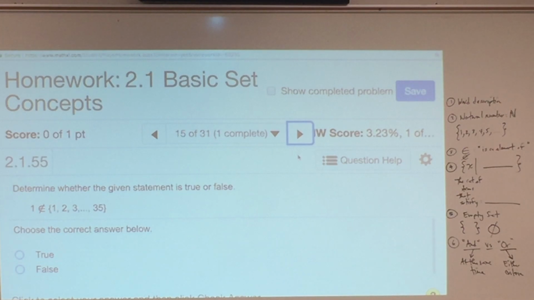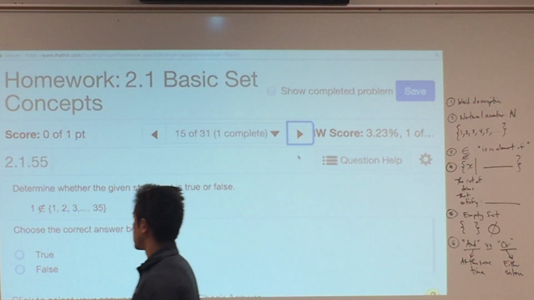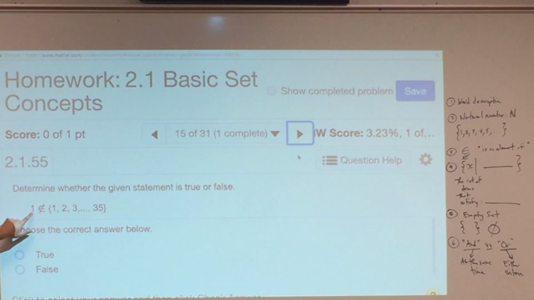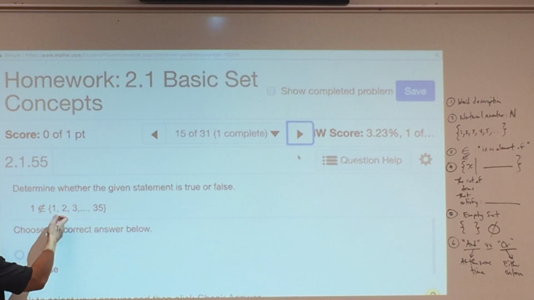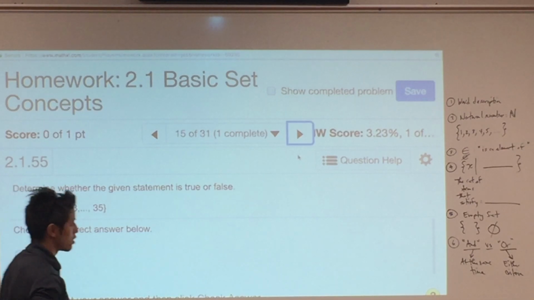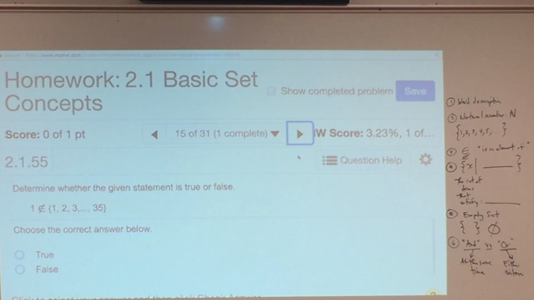Now, we see the symbol is not an element of. So if it's true, then you won't be able to find it in here. If it's false, you will be able to find it in here. So now let's read it. 1 is not an element of this set, which consists of 1, 2, 3, 4 to 35. But wait, 1 is an element of that. Therefore, that statement is false. Make sense? Questions about that at all? Okay, good. Next.